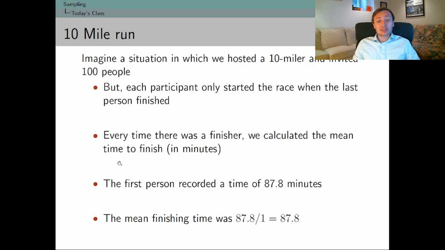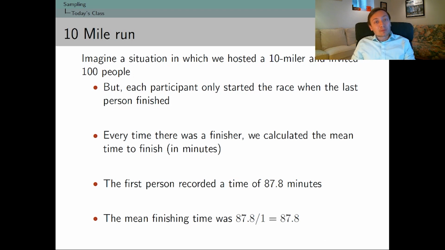And so if we were to do this, the gun goes off and the very first runner, as we said, runs the race and then finishes. And we record their time, and it turns out it's a very decent 87.8 minutes. And so based on that information, if we were to have a data set consisting of one observation, and we were trying to understand what the average finishing time was, what information do we have to go off of? Just that one person's time. And so we would say, aha, we have calculated the mean finishing time. It's 87.8 over the number of runners who participated, which is 1. And so therefore, we can assume that the mean finishing time for the average person is 87.8 minutes.